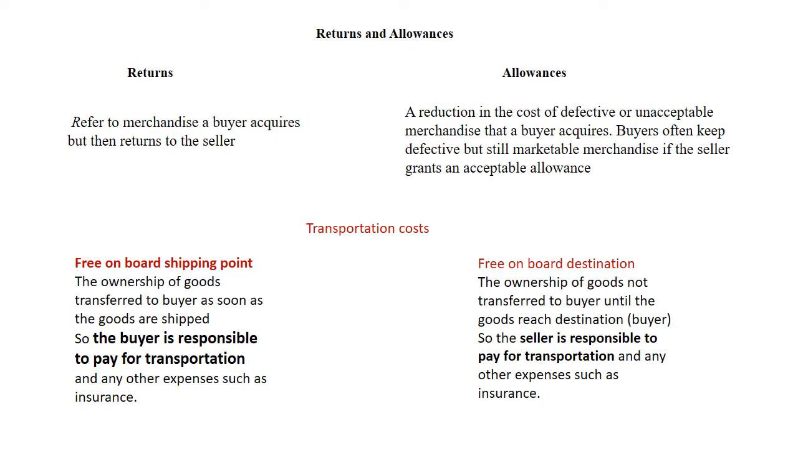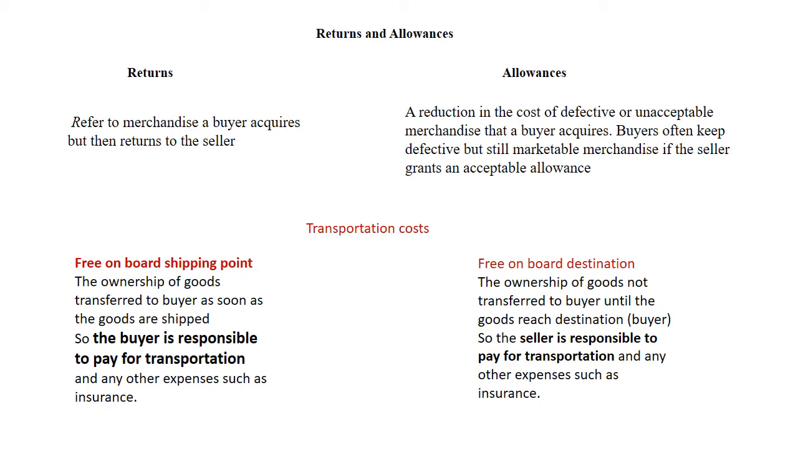If the goods were returned back physically, we call it return. If it wasn't returned back and I just got a reduction in the cost because they are not the same quality I expected, then we call it allowance.